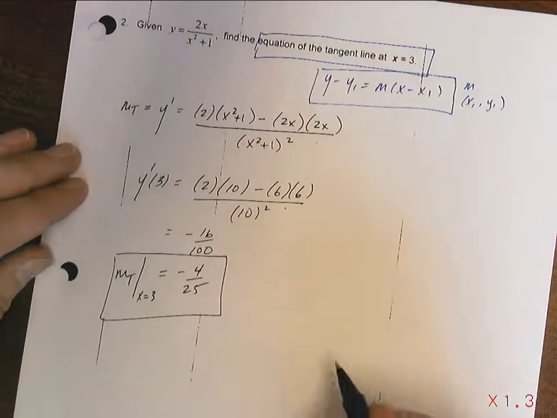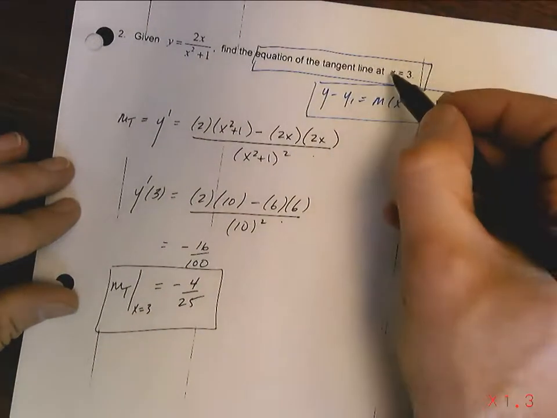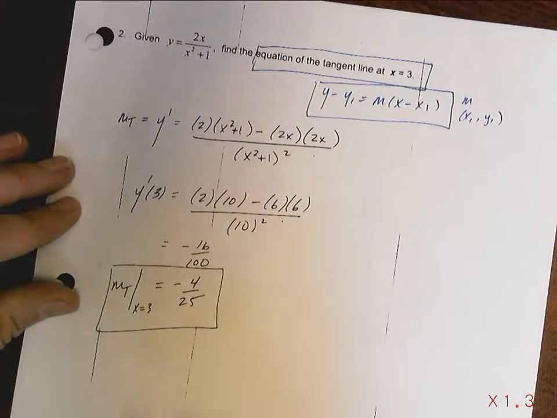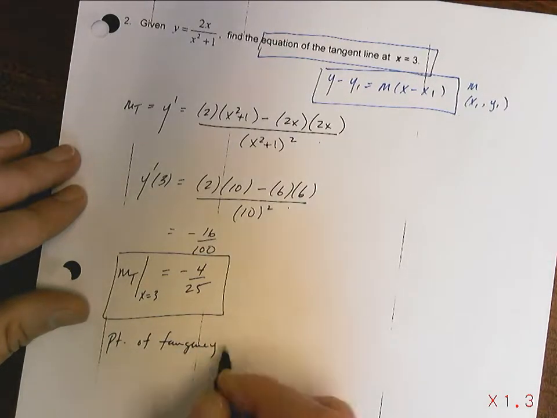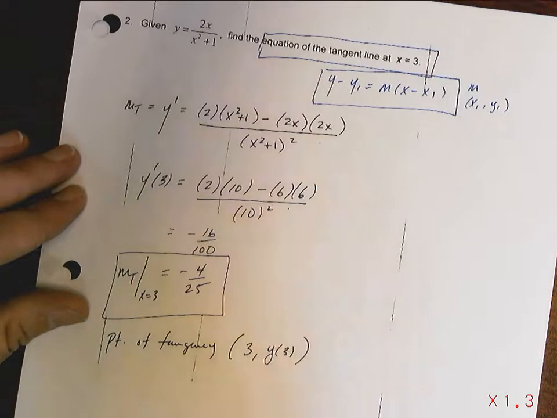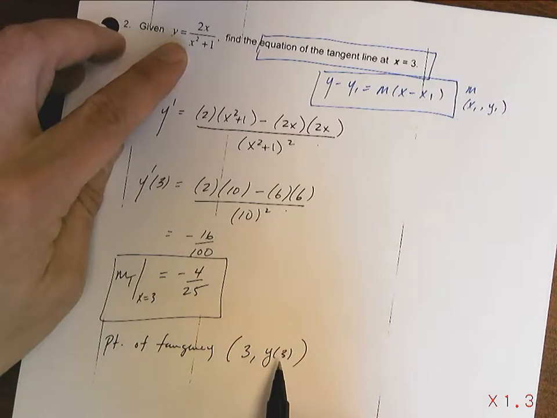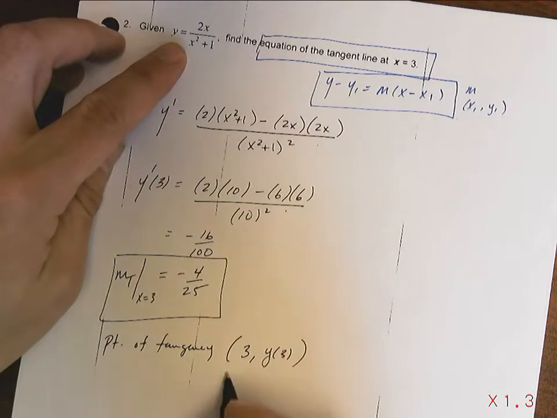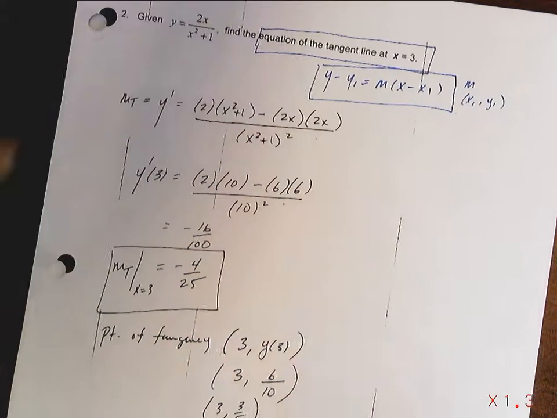That's great. Now I need a point of tangency. That's the point on the curve where the tangent is just going to touch it. So the point of tangency is going to be given by 3 comma y of 3. So we have to figure out what y of 3 is, and it plugs back into the original. So it's going to be 6 over 10, which will reduce to 3 over 5. So we've got some fractions happening here.